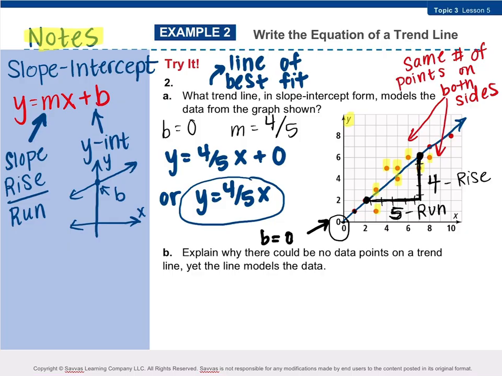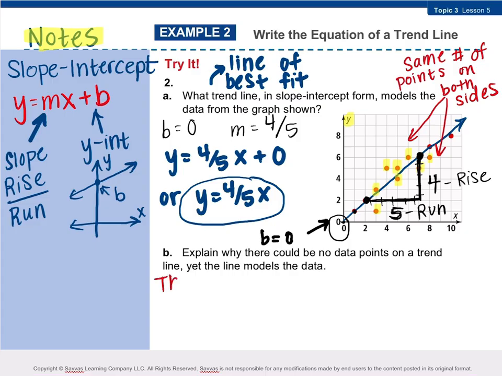And so part B says, explain why we could have no data points on the trend line, yet that line models the data. So my line does not have to go through any of my points on the scatter plot. It just has to go through the middle, right? So the line is supposed to be kind of like an average place that's cutting straight through the middle.